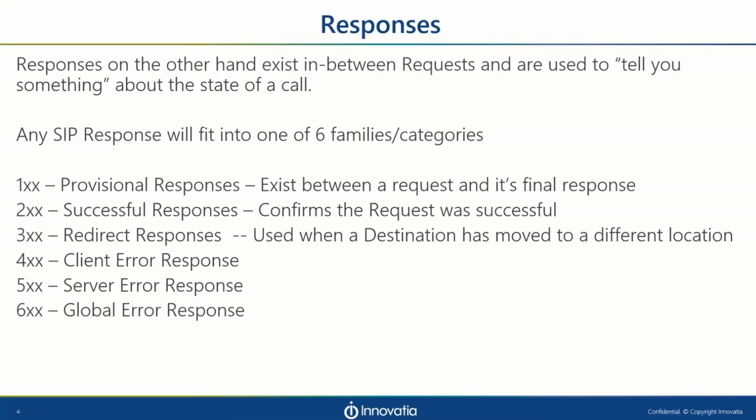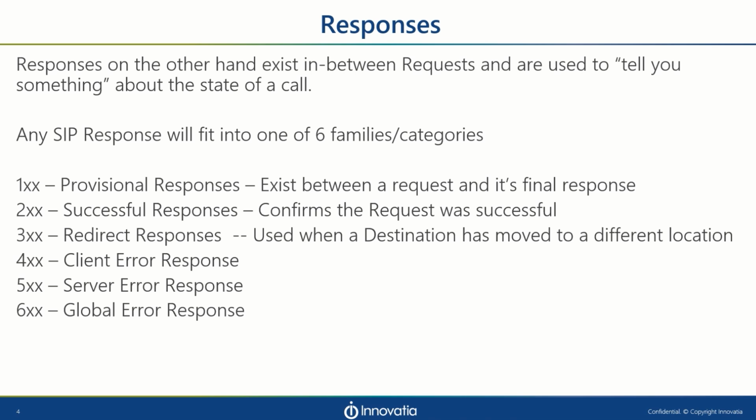I did just briefly mention the successful response, and conveniently that is our next family. So we have our 200 series responses, or successful responses. You will see successful responses throughout any interaction between a request and its response. A successful response confirms that whatever the request is, INVITE, BYE, and so on, has been successfully handled by the receiver, and the 200 OK is how the receiver tells the sender, I've received your request and I have successfully actioned that request.